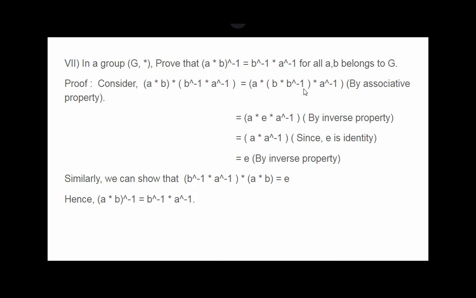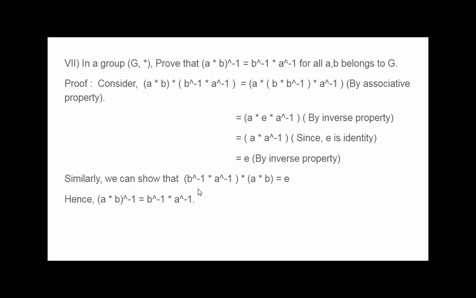Then B star B inverse is again the identity element, that is E, because an element operated with its inverse gives us the identity element. So A star E star A inverse, by the inverse property. Then since E is the identity, it will again come as A star A inverse. And again we know that A star A inverse is E, again using the inverse property.